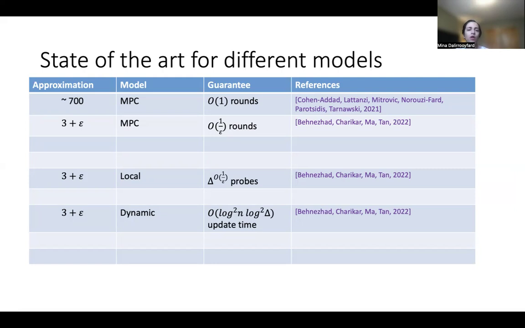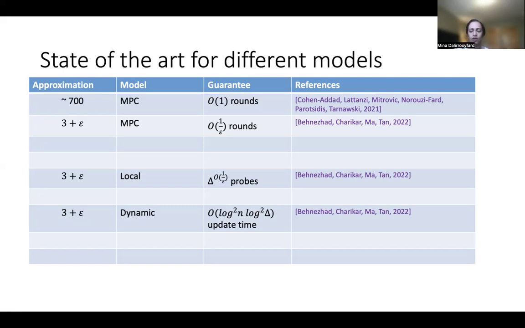Then Behnezhad et al. came up with an algorithm that can be adapted to all 3 models. It gives a 3 plus epsilon approximation factor. In MPC, it gives an order 1 over epsilon round complexity. In the local model, it gives delta to the order 1 over epsilon probes, where delta is the largest degree in the graph. In the dynamic setting, it gives a polylog n update time, where n is the number of nodes.